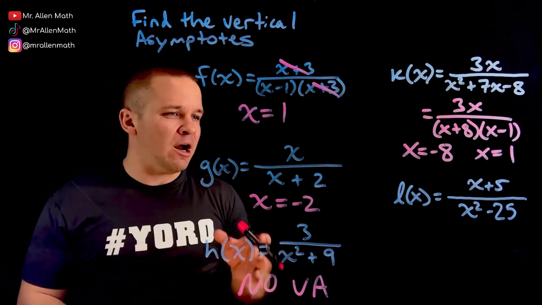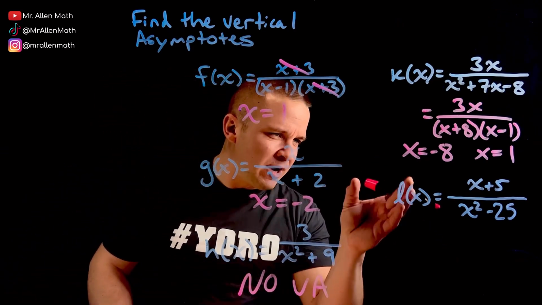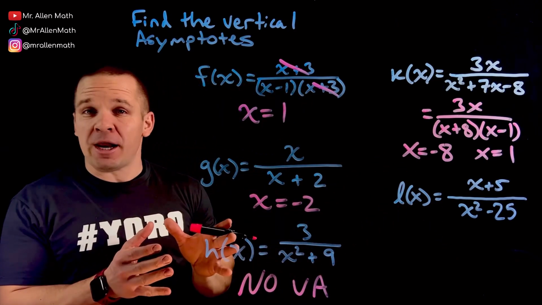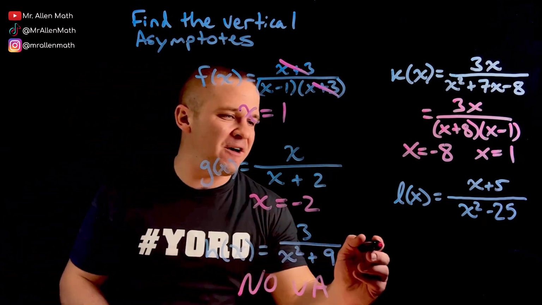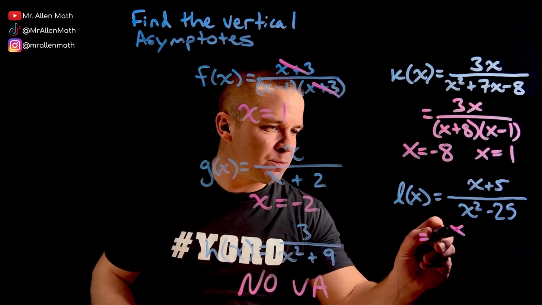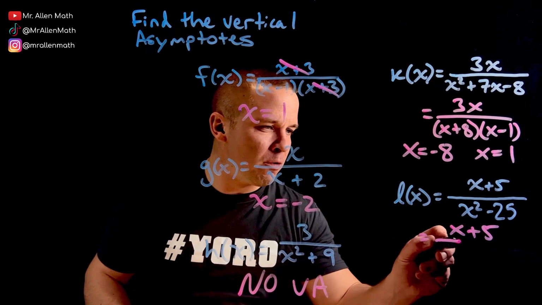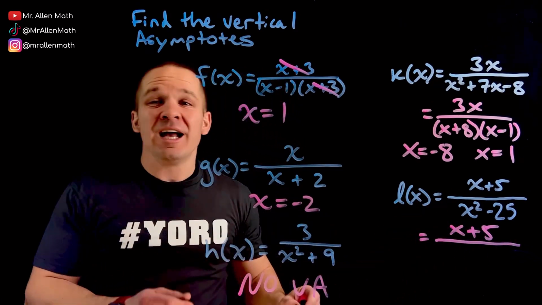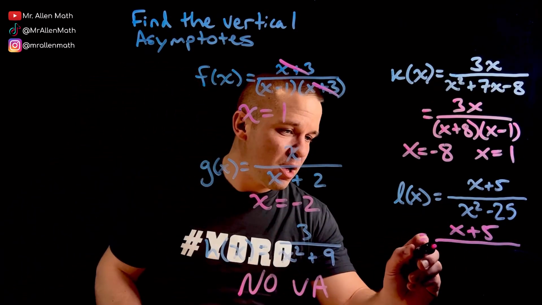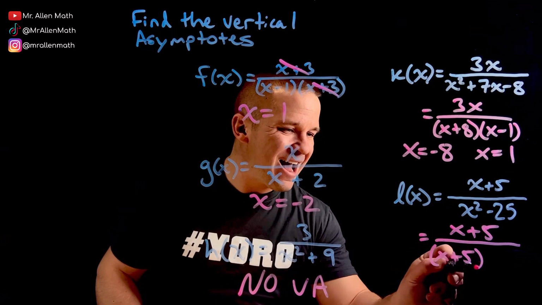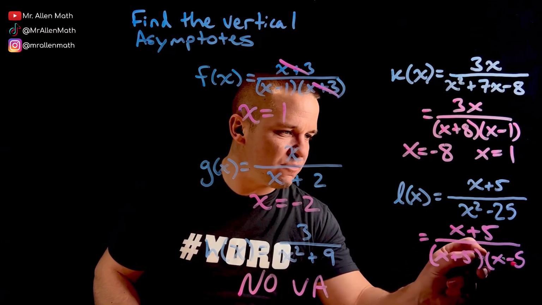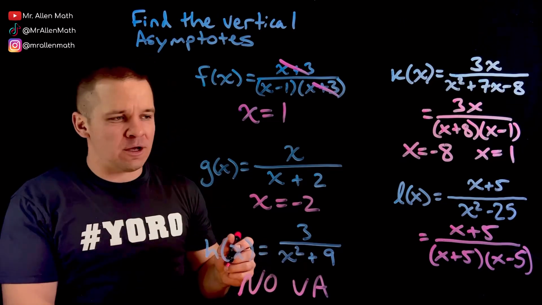All right, last one here, L of x. Now, I've got x plus 5 in my numerator. My denominator is a difference of 2 squares, which means I can factor this bad boy. So I'm going to have x plus 5 still up in that numerator. And then my denominator, it's going to be positive 5 and negative 5. So I'm going to have x plus 5 and x minus 5. Difference of 2 squares. That comes up quite frequently, I feel like.